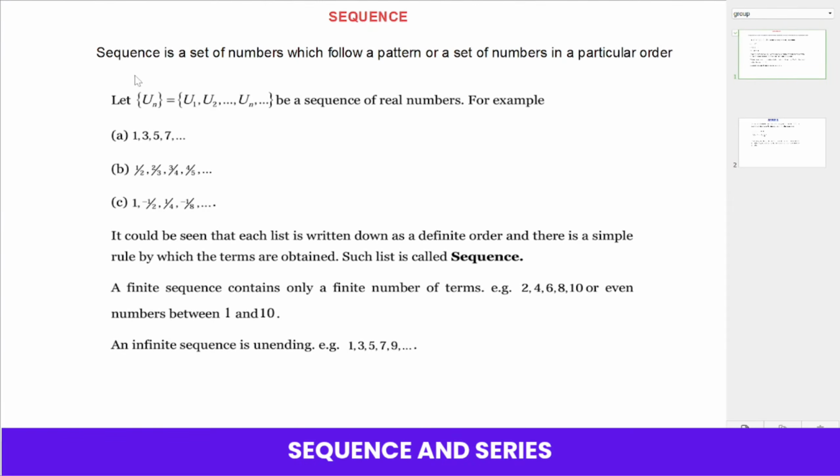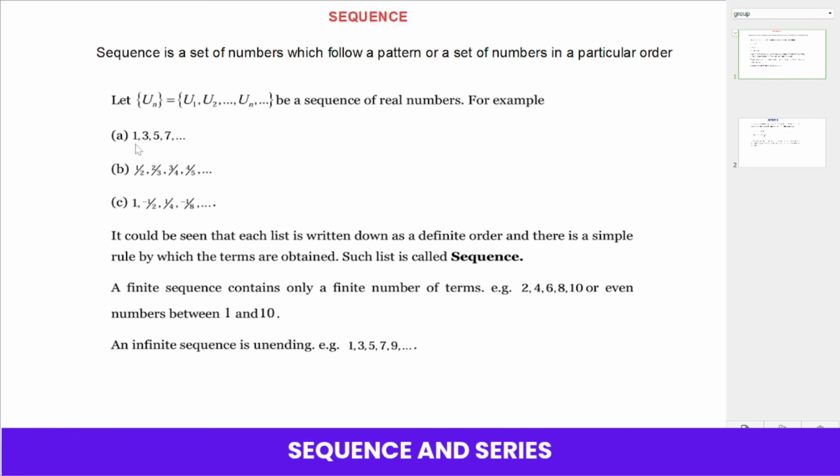So we are going to have our second class on sequence and series. We are saying that a sequence is a set of numbers which follow a pattern, or a set of numbers in a particular order. So let u_n equal u_1, u_2, u_n up to infinity, be a sequence of real numbers.